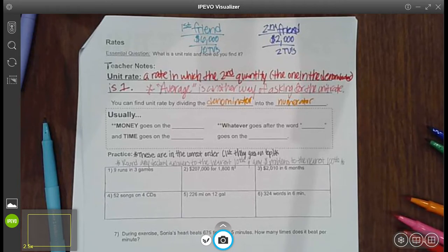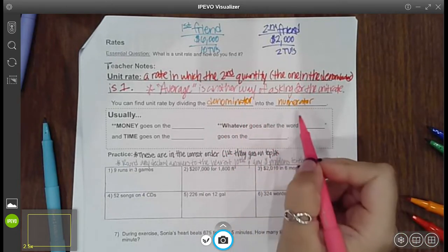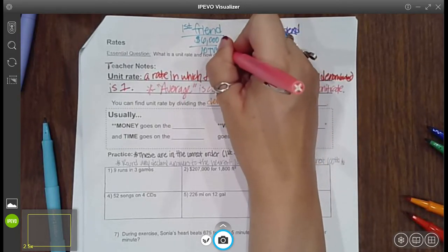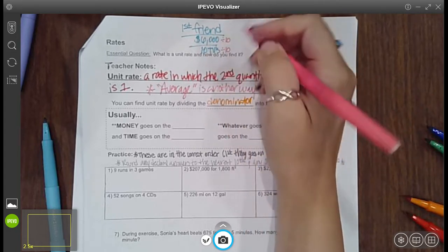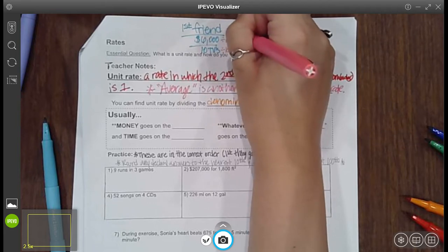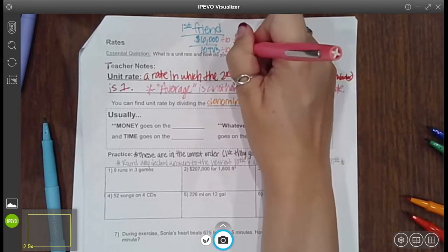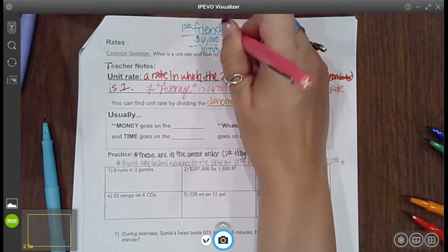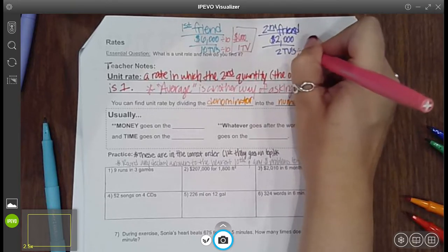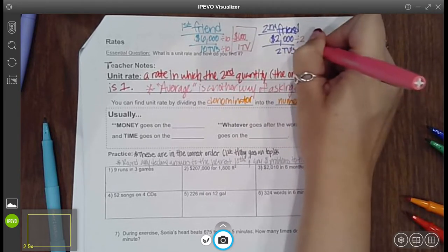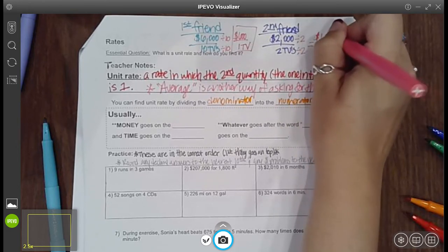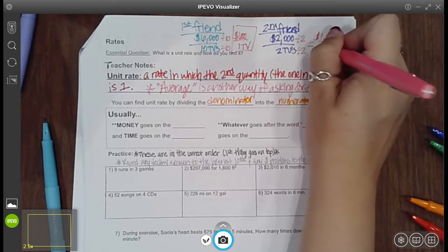Okay, so what we said is you would divide the denominator into the numerator. So whatever the denominator is, that's what I'm going to divide by. So 6,000 divided by 10 is $600. And 10 divided by 10 is 1. Okay. This one says the denominator is 2. So I'm going to divide both of them by 2. And 2,000 divided by 2 is 1,000. And 2 divided by 2 is 1.